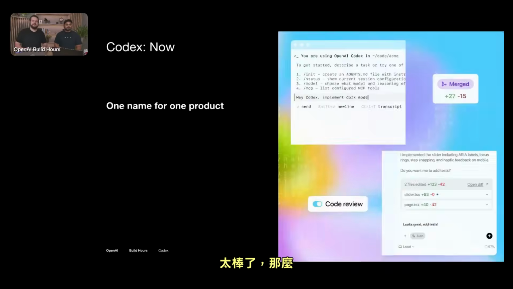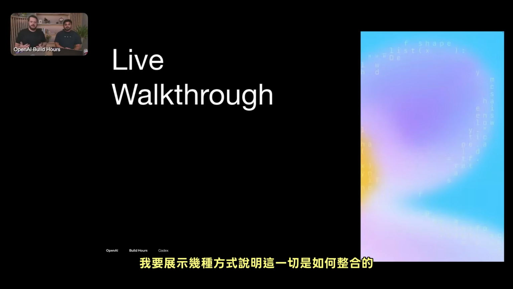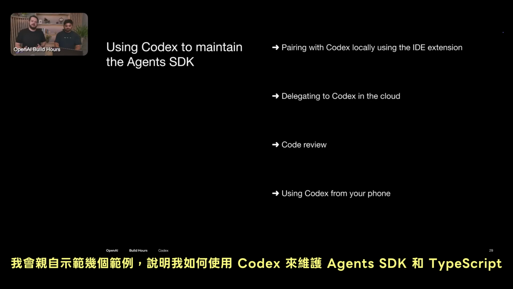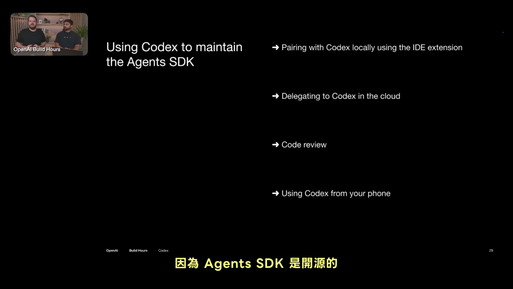Cool. Awesome. So I'm going to show you a couple of ways of how all of this really comes together. As Pranav said, there's a bunch of different aspects and interfaces on Codex, but they should all come nicely together. Hopefully you can see that throughout the next 25 minutes, as I give you a couple of examples of how I use Codex to maintain the Agents SDK in TypeScript. Because the Agents SDK is open source, you should be able to see some of these things in action, including some of the pull requests we're going to create as part of this session.